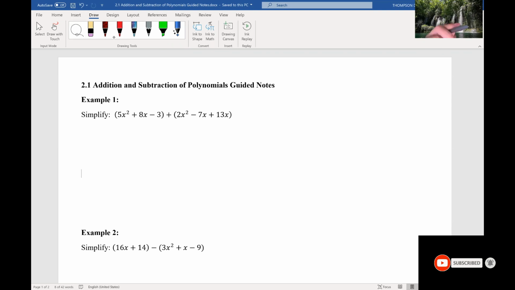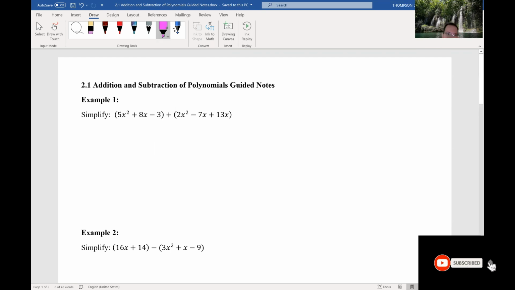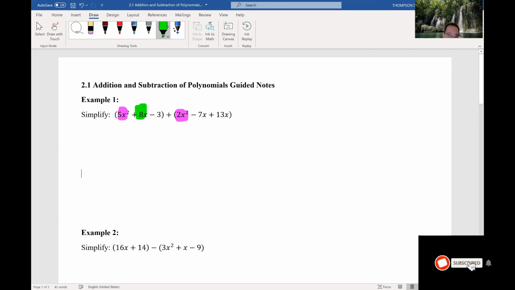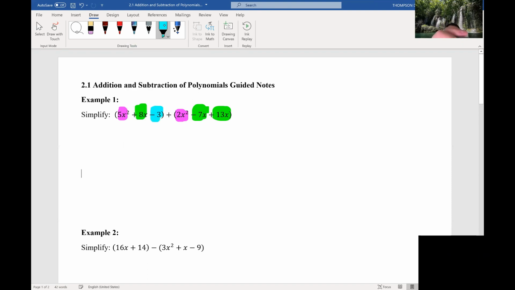So first, let's highlight our like terms. We're going to highlight our x squared terms in a nice pink. We're going to highlight all our x terms in green. There's several. And then our constants in blue, and then what we're going to do is circle the operations. We're adding them.